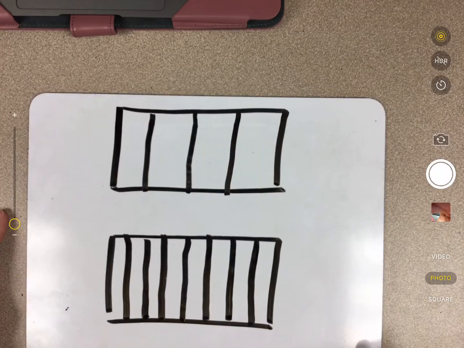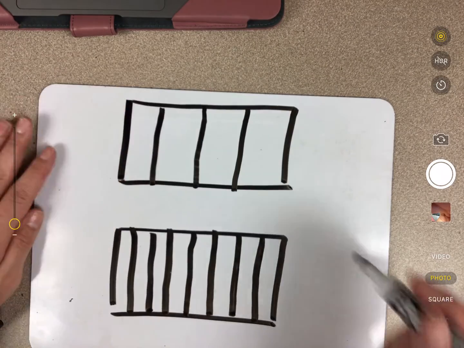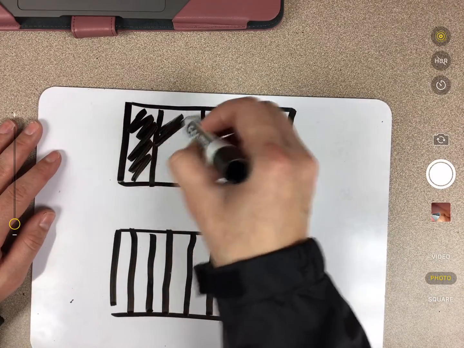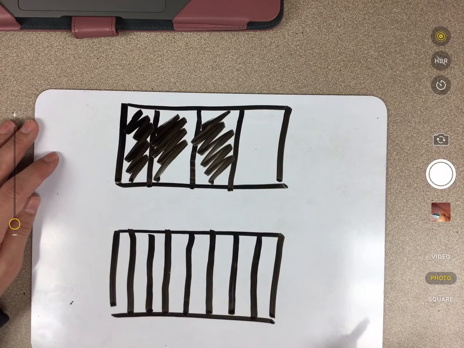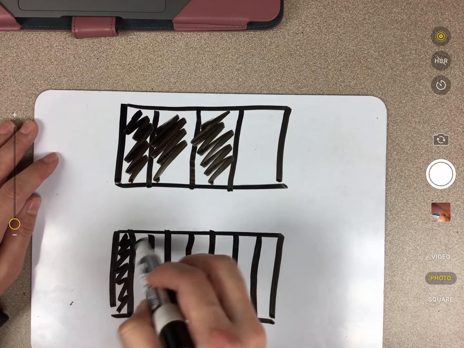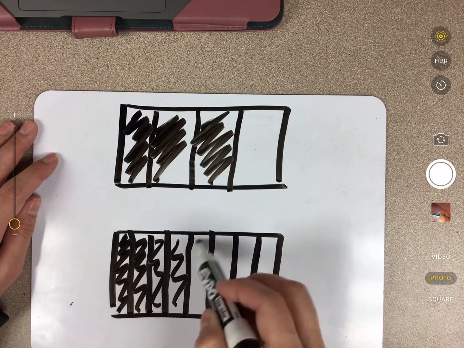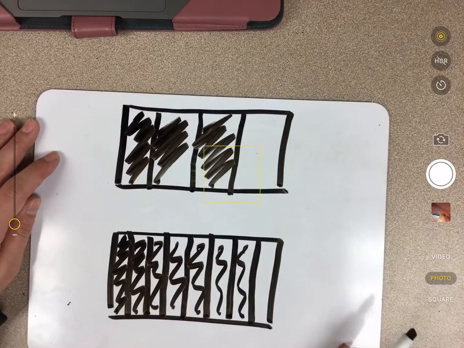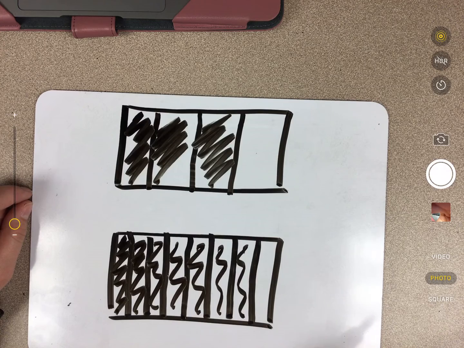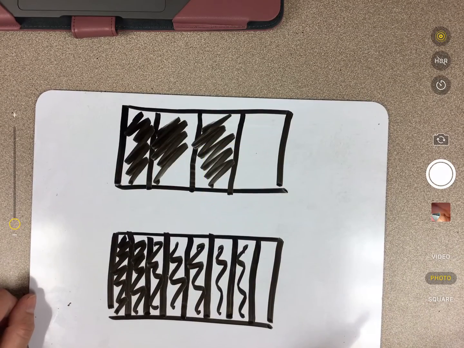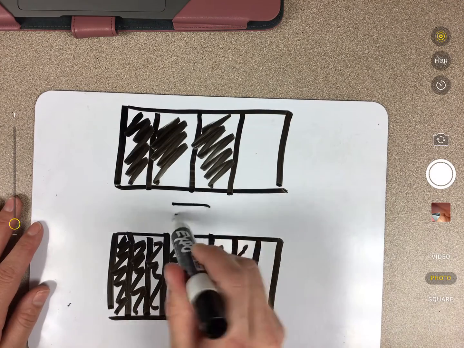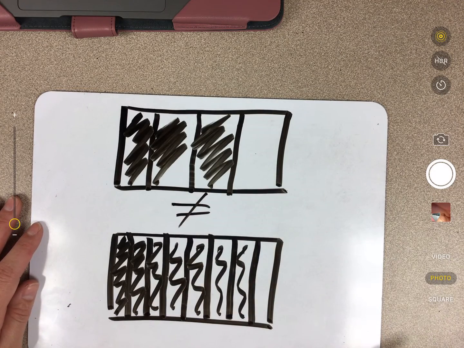8 and 4. Now for this rectangle, I want you to shade 3 of the 4 boxes. And then for this rectangle, I want you to shade 7 of the 8 boxes. And can you tell me if 3/4 is the same as 7/8? No, it is not equal, because you can tell that you shaded more on this one than you did on this one.